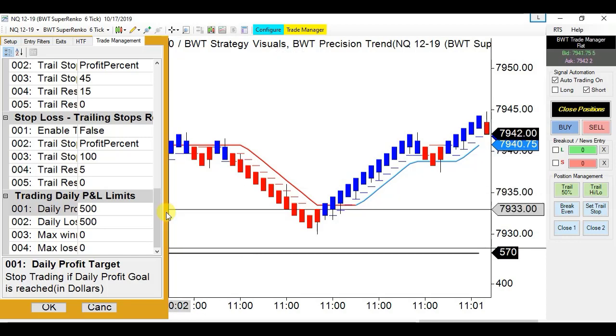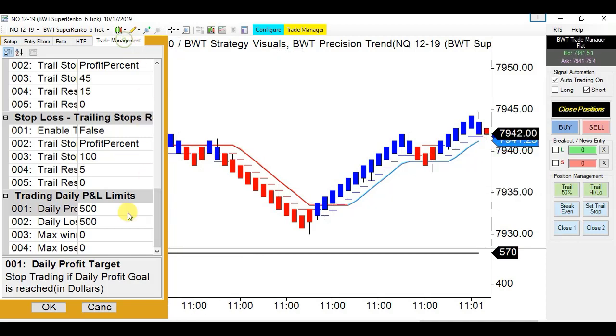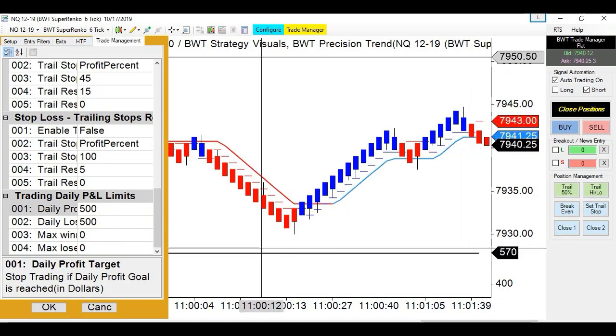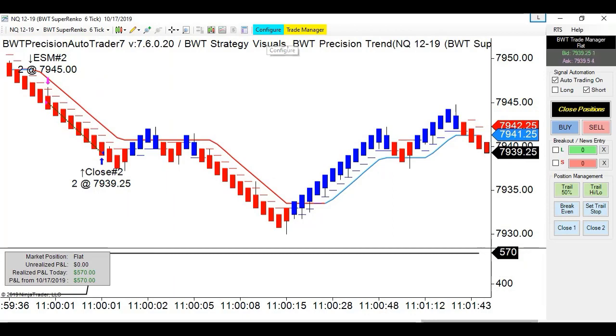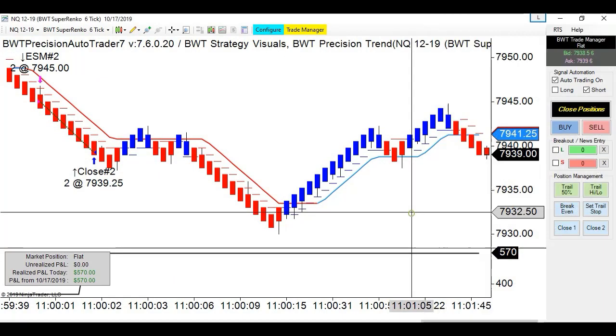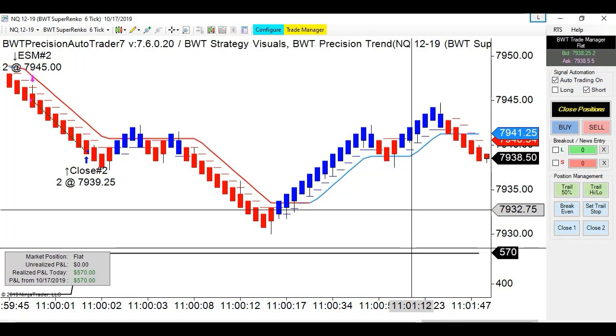Absolutely insane. Because this account has a $500 target, and here I am, $570 after commissions. Phenomenal. Absolutely phenomenal. I've been watching this auto trader at work day in and day out for months and months now, and I don't think there was a day that goes by that I'm not absolutely amazed.